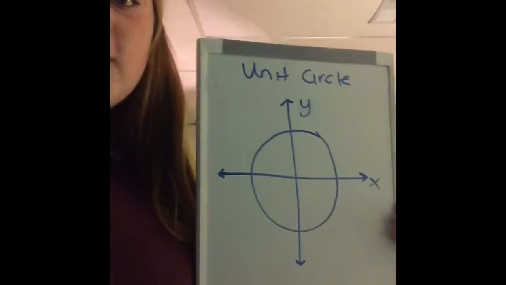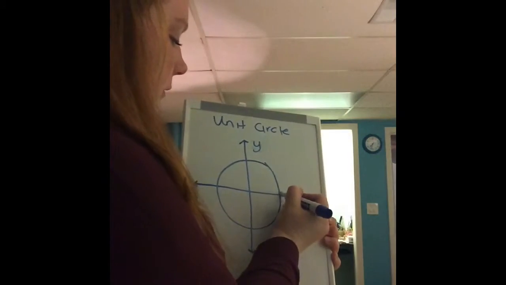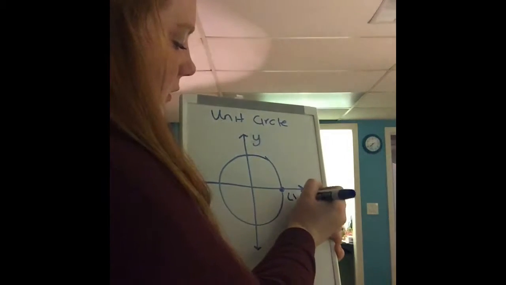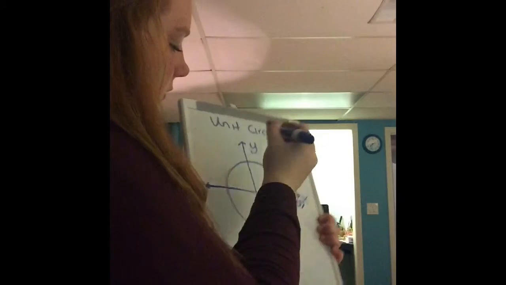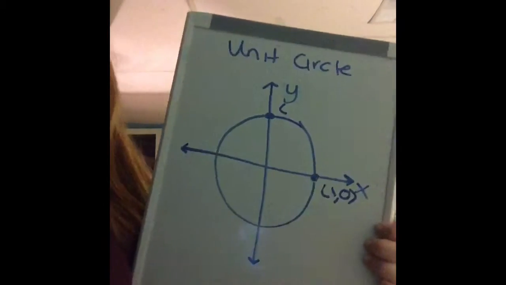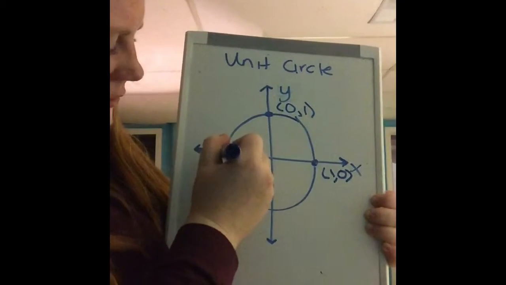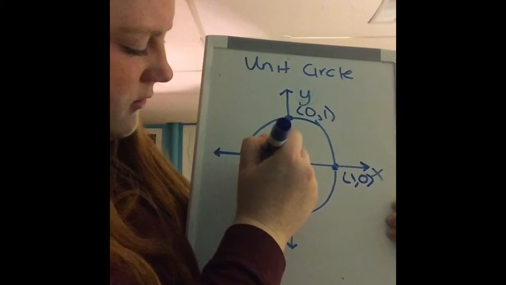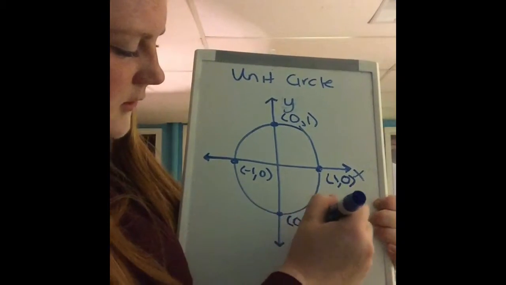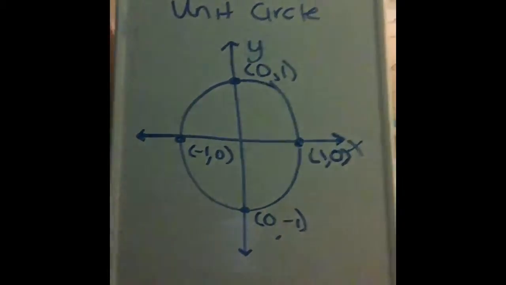Now, on a unit circle, anywhere you go, the radius is 1. So this point would be 1 out, 0 up. So 1, 0. To continue, it would be 0, 1, negative 1, 0, and 0, negative 1. Now those are the basic 4 points on a unit circle.